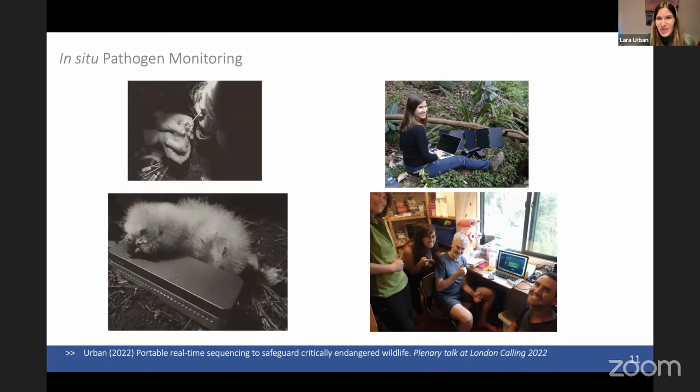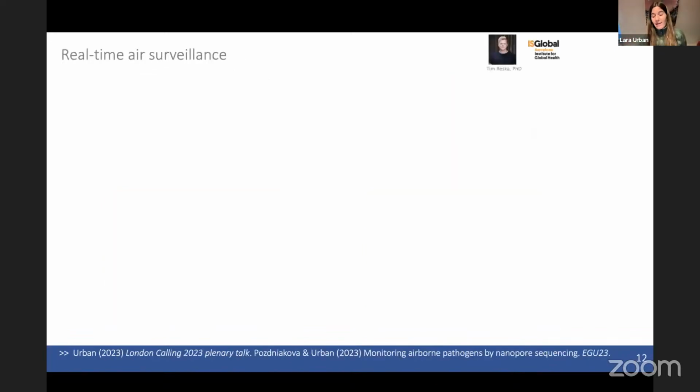Great. So with this, I thought I would show you some very recent results from my own group that we are currently wrapping up as papers. I think with that, I will have given you hopefully a bit of an overview of the very different extremes of how we can use real-time genomics for One Health, and then we can discuss more afterwards. So the first project is about real-time air surveillance using real-time genomics.